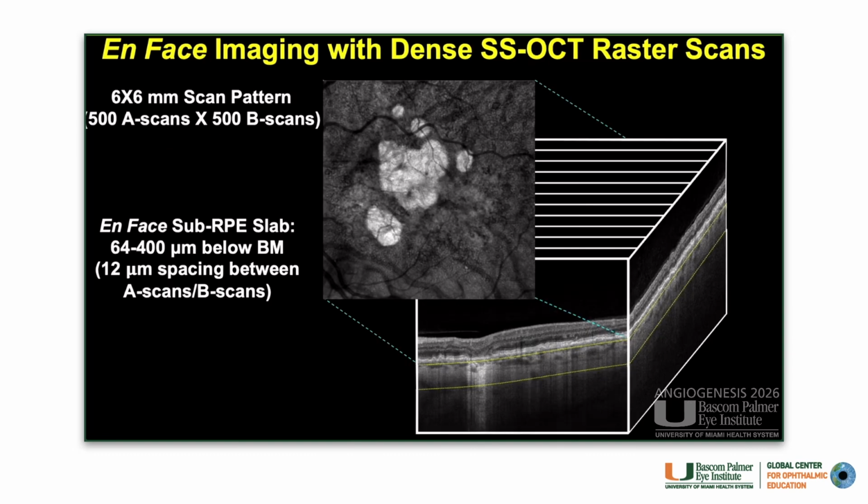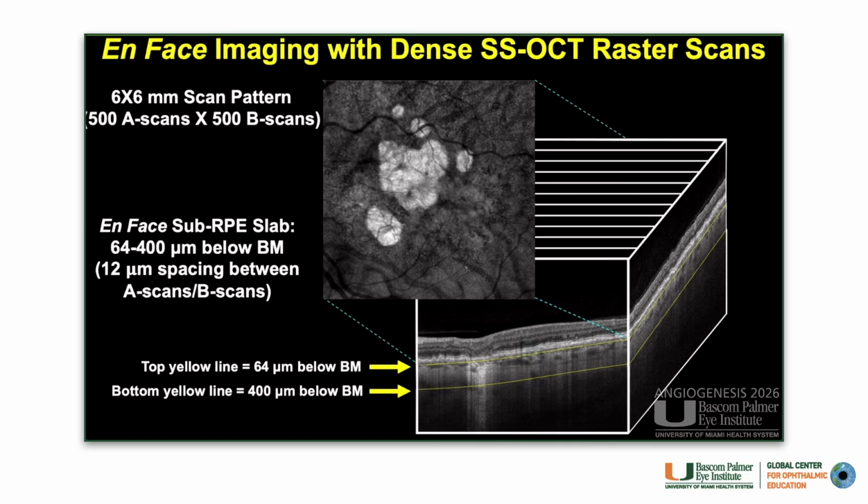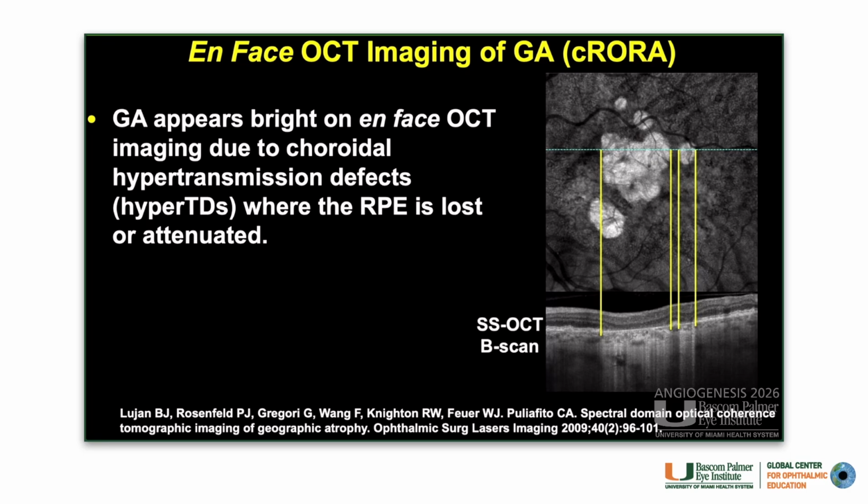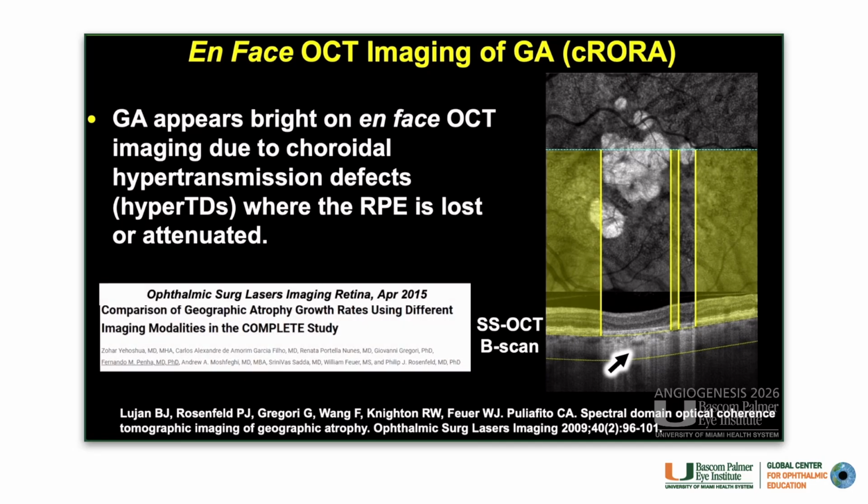Our dense raster scan technology takes 500 A-scans for each image. We then define the sub-RPE slab at 64 to 400 microns below the Bruch's membrane. This shows the OCT image of GA as bright due to choroidal hypertransmission defects where the RPE is lost or attenuated. This comparison study by Yehoshua et al. showed good agreement between our OCT imaging strategy and fundus autofluorescence for large lesions.